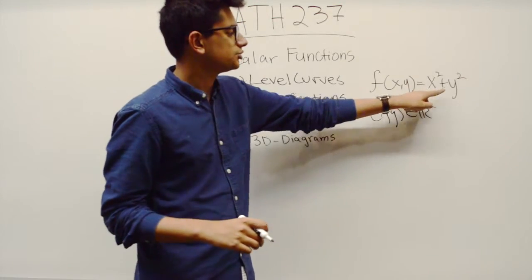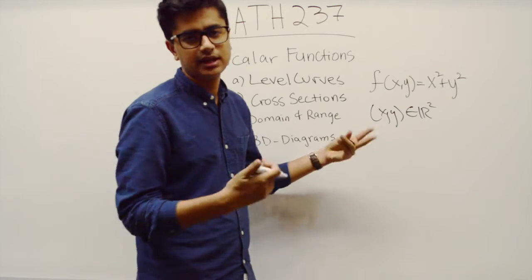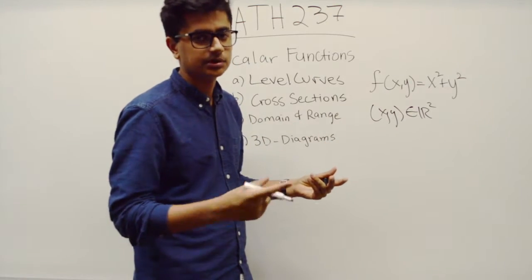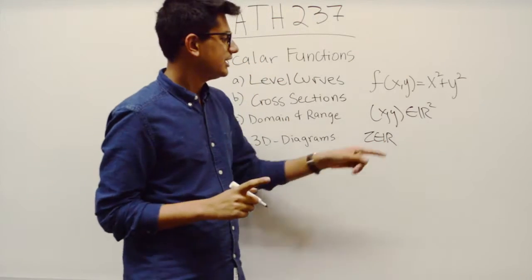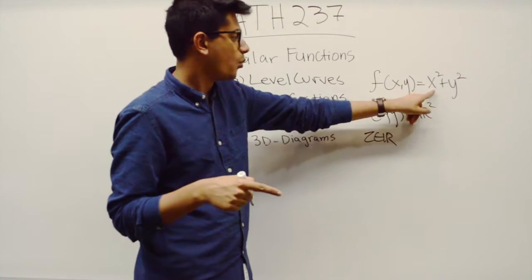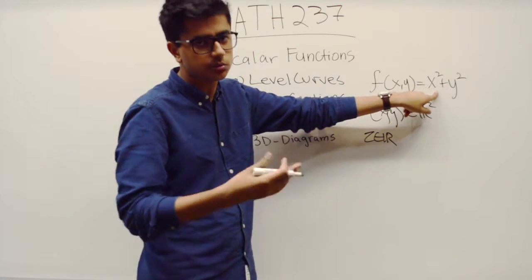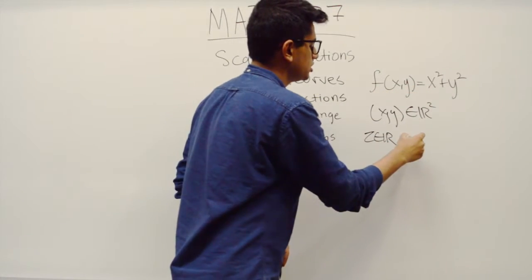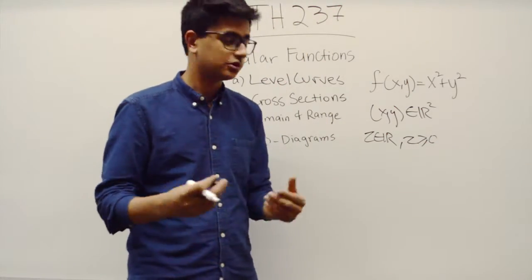Similarly, the range could be any real number, because x and y can be any number, and so z can be any number. So we write z as an element of R. However, x squared is always positive, y squared is always positive. So x squared plus y squared is always going to be positive, so z is greater than or equal to 0. So we have domain and range.